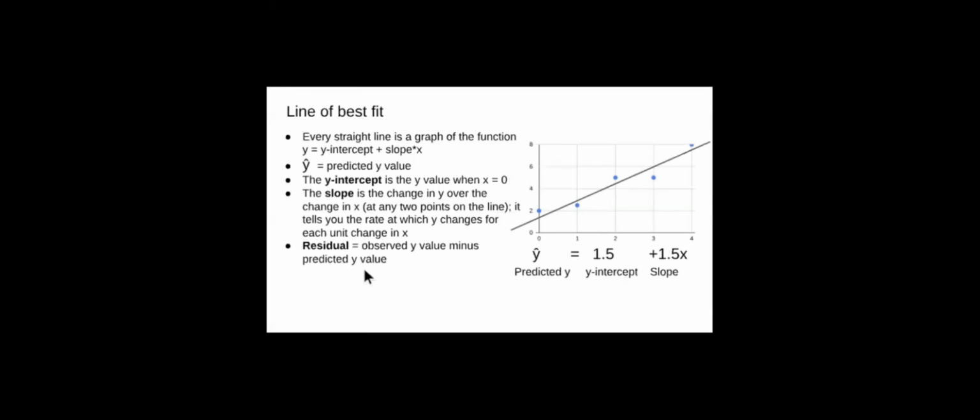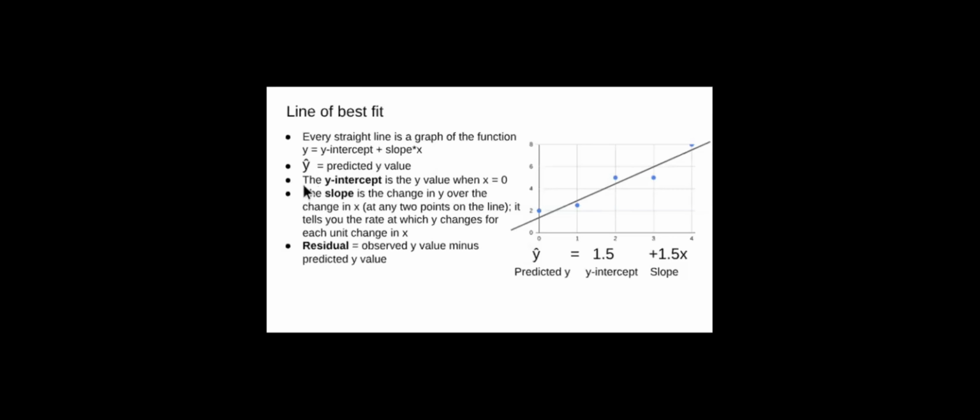So every straight line, this is just general algebra 1 from like 8th, 9th grade, every straight line is a graph of the function y equals the y-intercept plus a slope times x. So whenever we talk about this kind of line that we make up based on some data that we predict, we use y hat. So y hat means we're talking about this line that we're making up, that we're predicting.